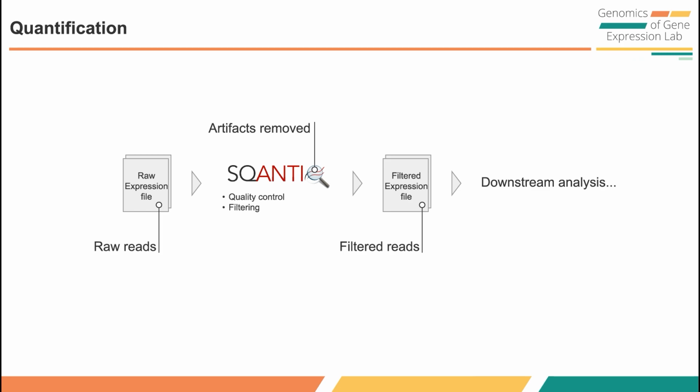We do not recommend using the expression estimates input into SQANTI3 for downstream analysis. These are used for quality control purposes only. Once all artifacts are removed from the transcriptome, the reads can be used to obtain more accurate quantification.